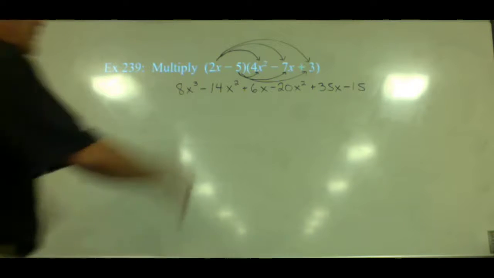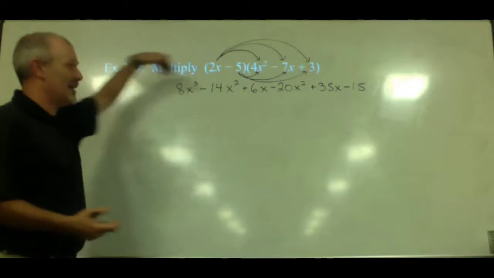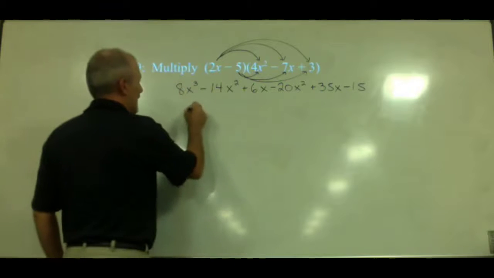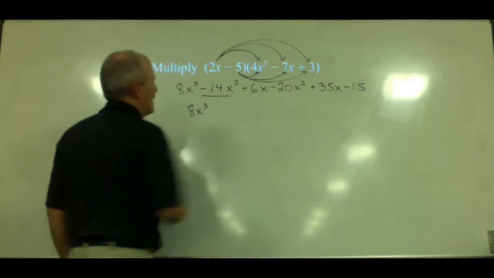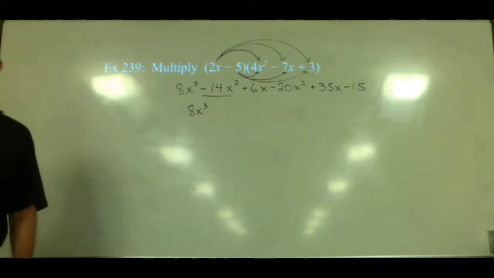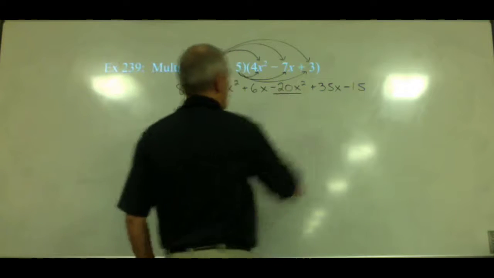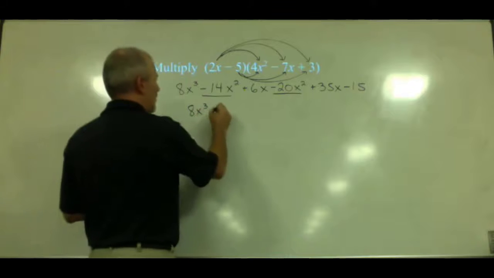Okay. All right, but we do want to combine like terms. So we start with our biggest one. We see an x cubed. Can the x cubed be combined with anything else? No, there's only one x cubed, so 8x cubed. All right, now I've got a negative 14x squared. Is there any other x squareds that we can combine it with? The negative 20. And what do we get when we combine those two? Negative 34x squared.